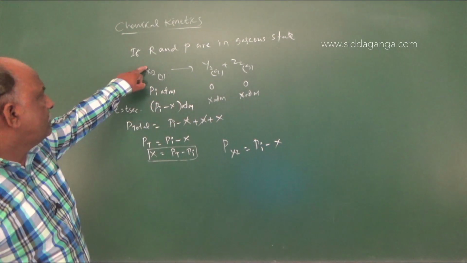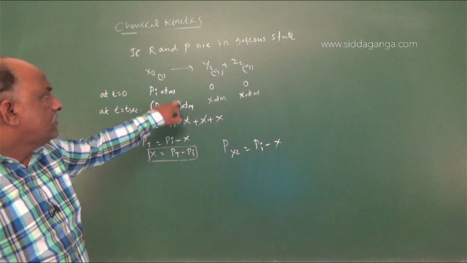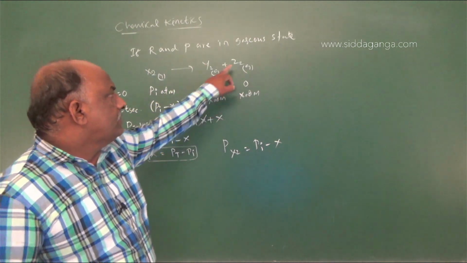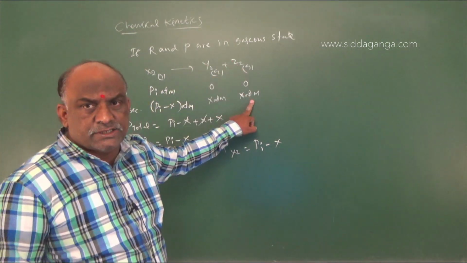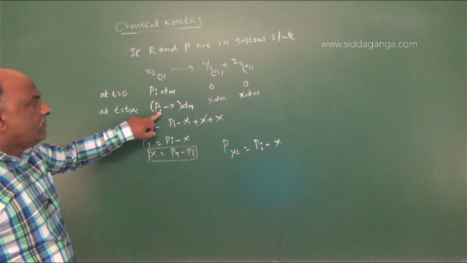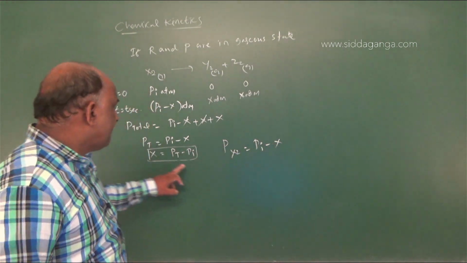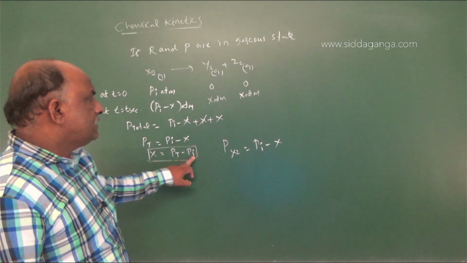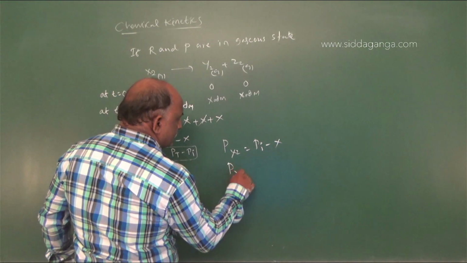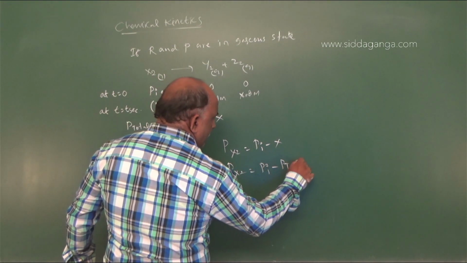Pressure of x2 after an instant, at time t, is Pi minus x. Pressure of y2 is x, pressure of z2 is x atmosphere. So pressure of x2 is equal to Pi minus x. Then what is x? x is equal to P total minus Pi. So pressure of x2 is equal to Pi minus (P total minus Pi).